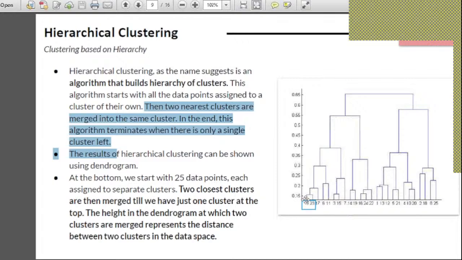So this distance of the dendrogram, the height of the dendrogram, this part, right? This small part of the dendrogram, the height represents the distance between the 2 points. Okay. The height represents the distance between the 2 points. Clear? So these two are clustered.